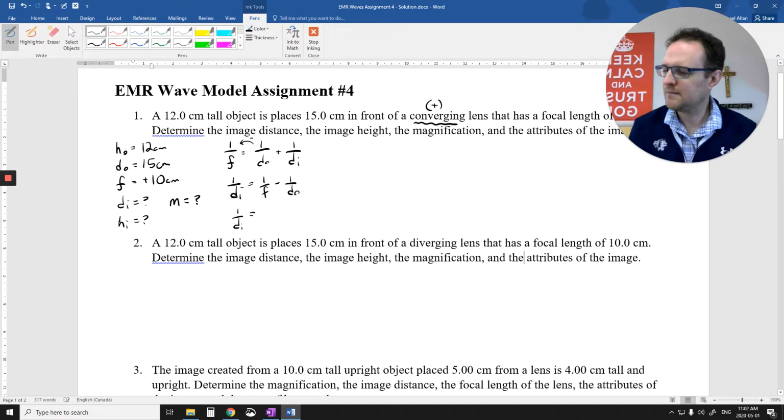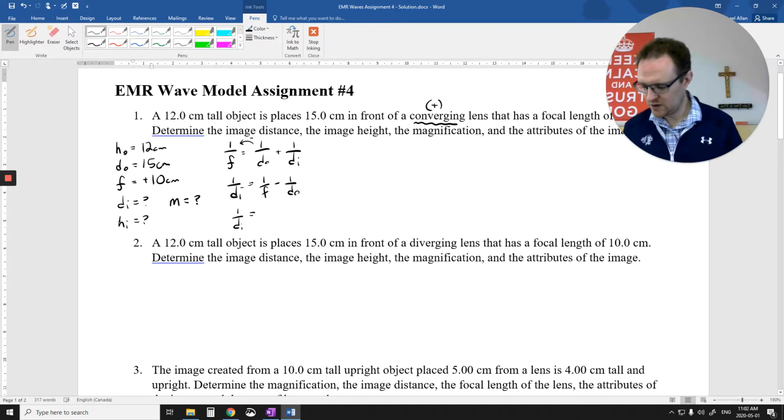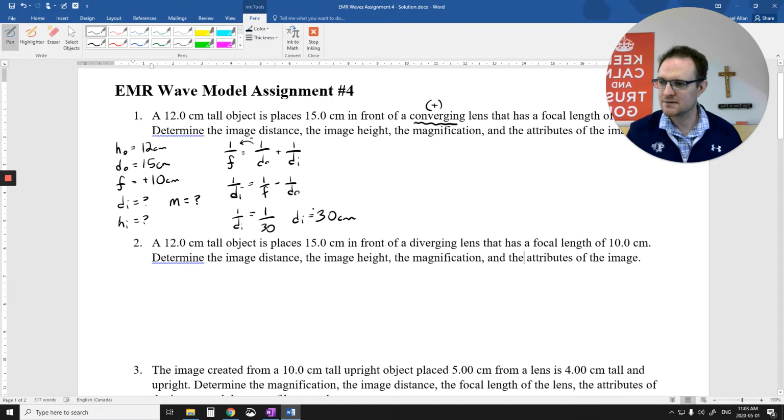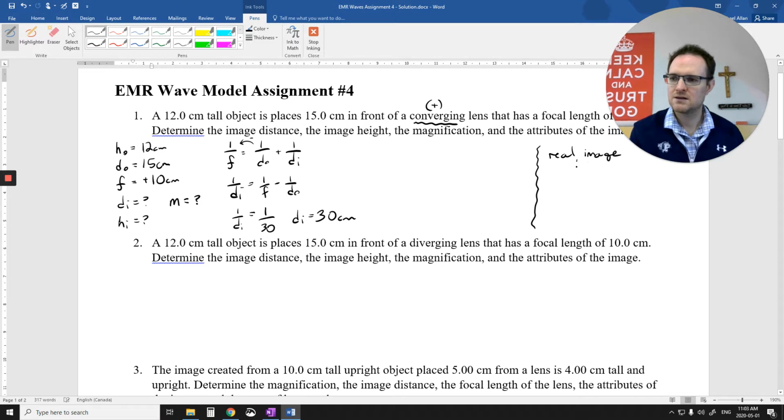1 over DI. I'll pull my calculator here. 1 over 10 minus 1 over 15. We get a nice little math. Enter, enter. So 1 over DI is equal to 1 over 30. Ends up being a positive number. If I do the reciprocal of both sides here, my DI is 30 centimeters. Okay, cool. Positive number. So that means it's going to be real. So I'll put that over here somewhere. So we have a real image, since DI is greater than 0.